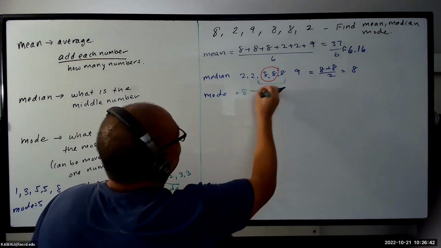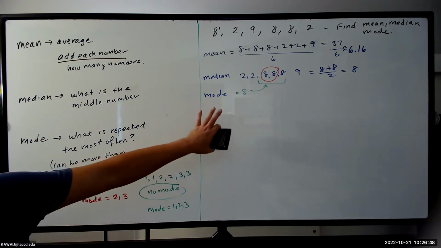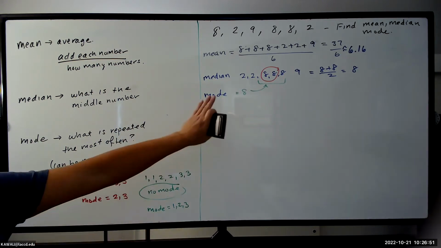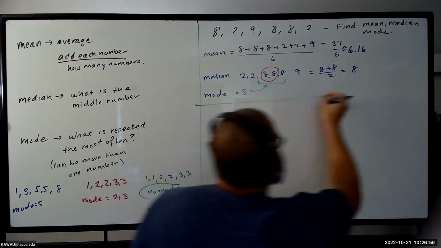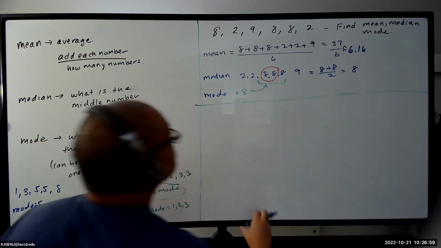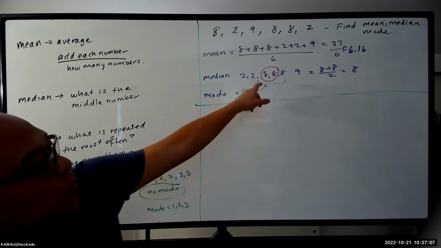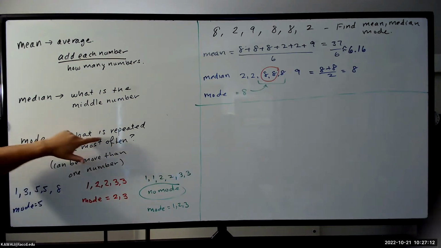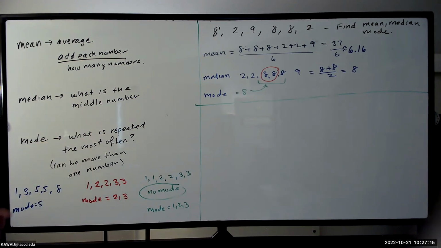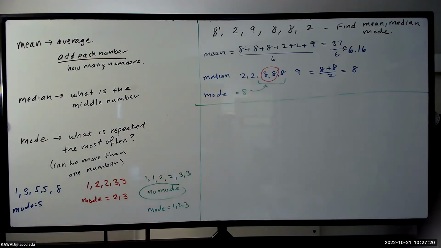It's not the one that is repeated, it's the one that's repeated the most often. So the mode is not 2 and 8, it's only 8, because there are 3 of these and only 2 of those. So the common mistake is over here. Thank you for your question.